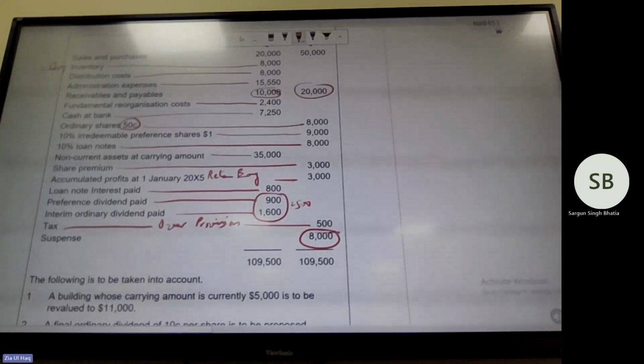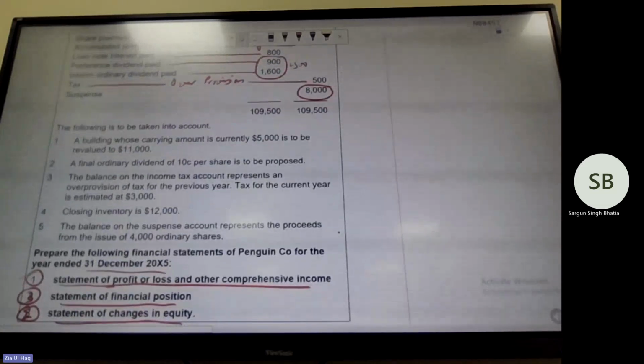So sale, purchase, closing inventory, distribution cost, admin expense, receivables, payables, other expenses, cash, share capital opening balance, irredeemable preference shares, part of equity, long-term loan notes, non-current liability, non-current assets, net book values given, share premium opening balance, retained earning opening balance, interest expense, dividend paid, tax over provision, and suspense account. And there are some adjustments.